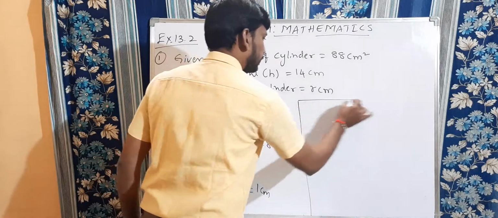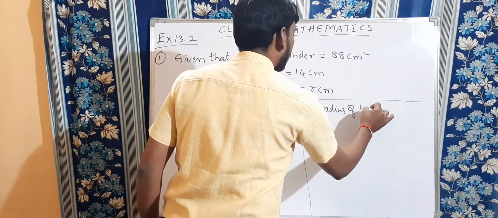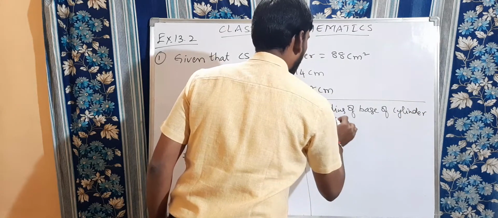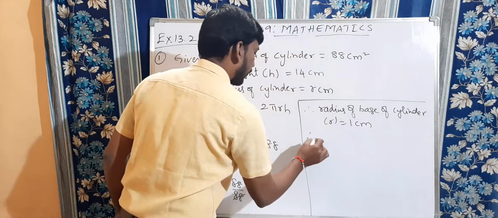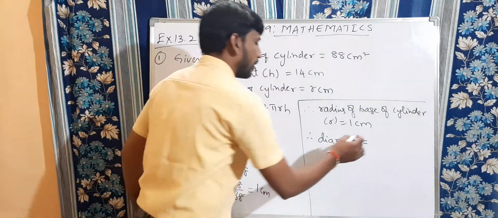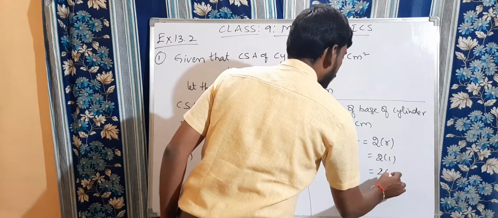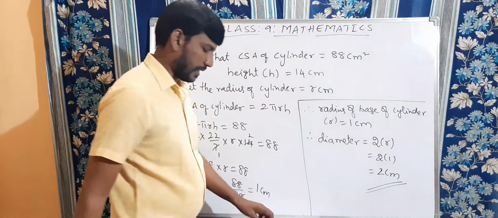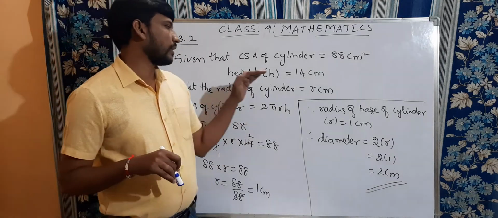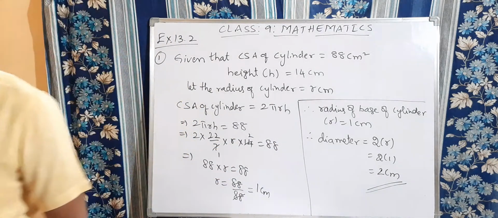Therefore the radius of the base of the cylinder is small r, which is equal to 1 centimeter we got. So therefore diameter is equal to 2 times r, which is 2 into 1, which is equal to 2 centimeters. So this is the answer. Clear? Whatever the given values, by using the formula, whatever is required, that we are going to find out here. Clear my dears? So please copy this.